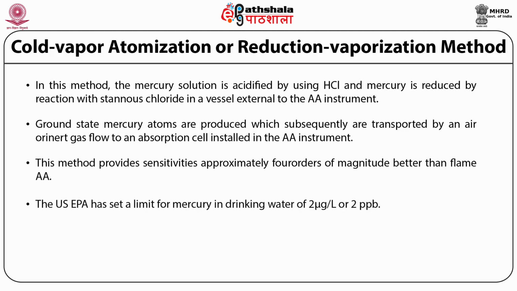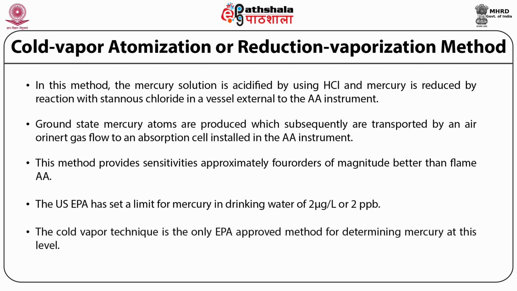The US EPA has set a limit for mercury in drinking water of 2 micrograms per liter, or 2 parts per billion. The cold vapor technique is the only EPA approved method for determining mercury at this level.